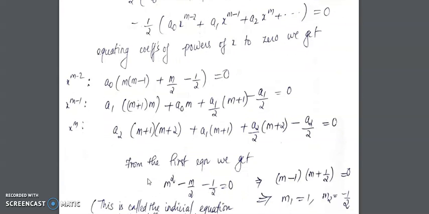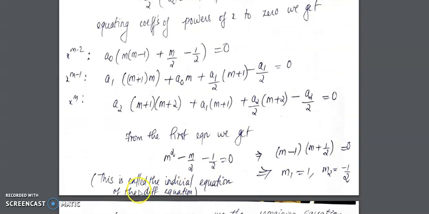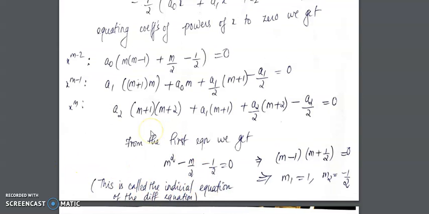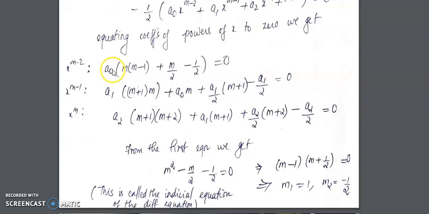This equation is actually called the indicial equation of the differential equation. Here a0 is not equal to 0, so you will get an equation in the form m into m minus 1 plus p0 into m plus q0.